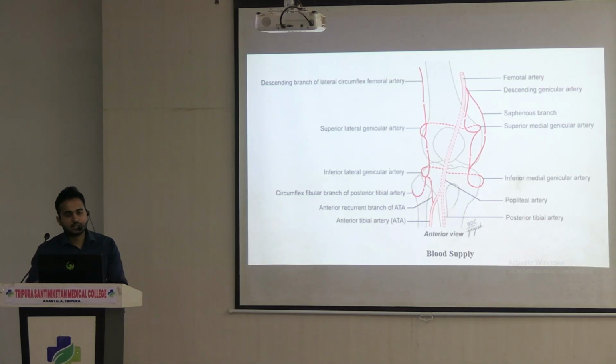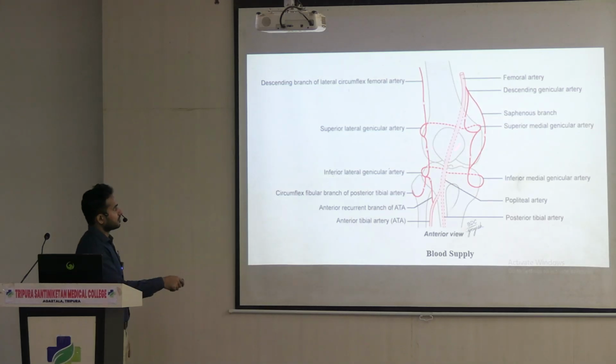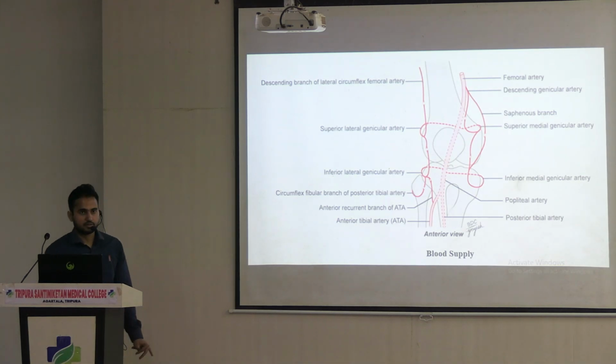Okay. Now along with that, the descending genicular branch coming from the femoral artery, then 2 recurrent branches coming from the anterior tibial artery, and the circumflex fibular branch of the posterior tibial artery. So these are the branches which you can see forming an arterial anastomotic circle around the knee joint and then supplying the knee joint. Okay, very simple.